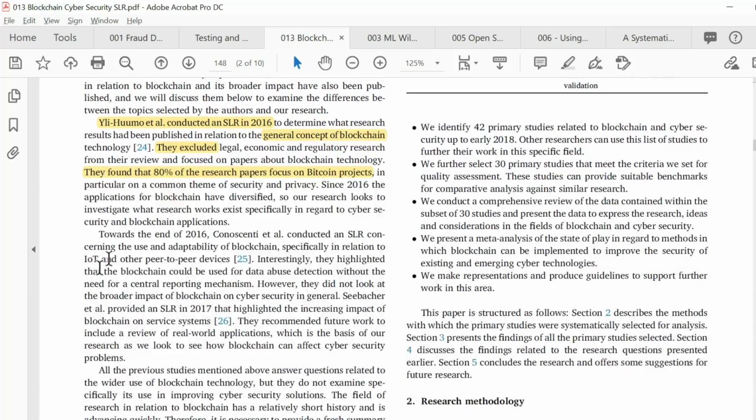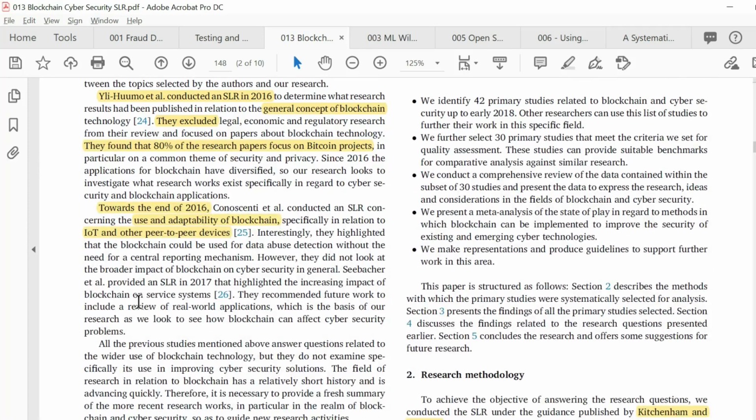Then further, they look at, towards the end of 2016, Conoscenti et al. conducted a SLR concerning the use and adaptability of blockchain, specifically to IoT and other peer-to-peer devices. So there is a difference here now. This paper is looking at Internet of Things and peer-to-peer devices and how blockchain can be used in that context.